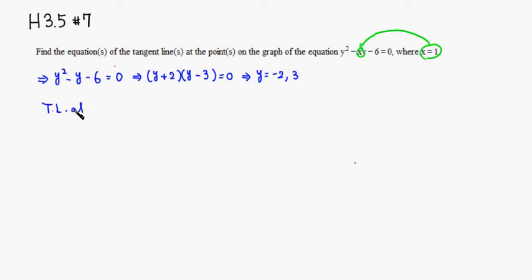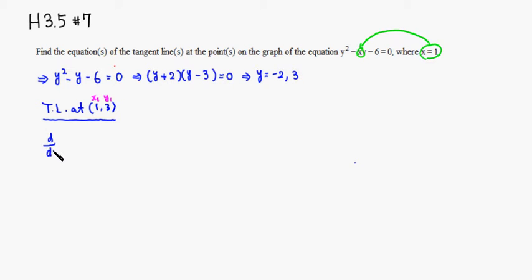The tangent line at (1, 3). We need the point, which we already know; I'm going to call it x1 and y1. So we just need to find the slope, which means we have to find the derivative. So let's take the derivative using implicit differentiation.